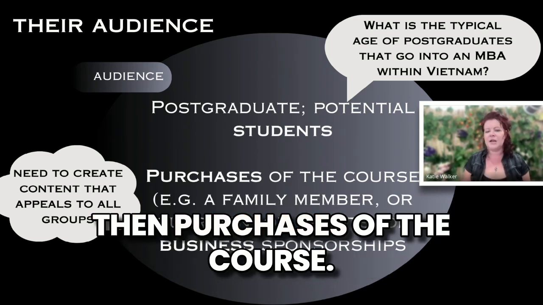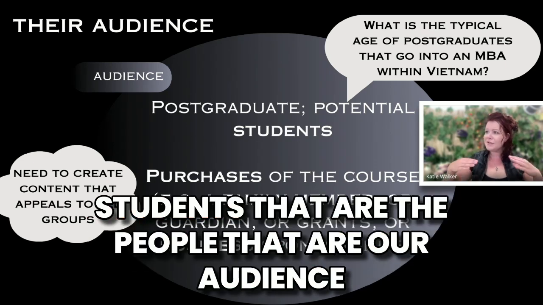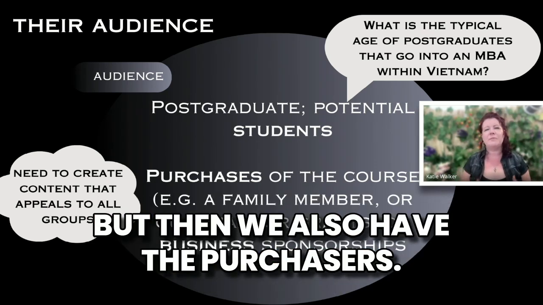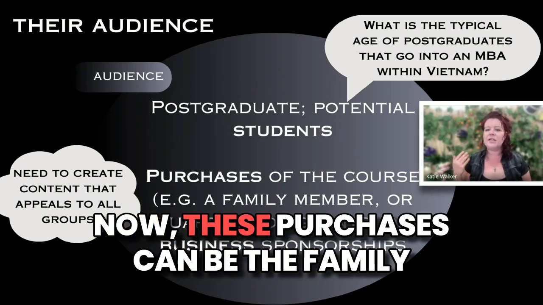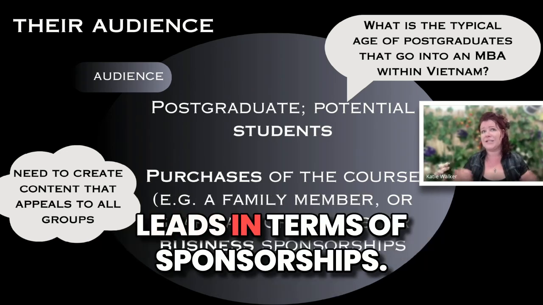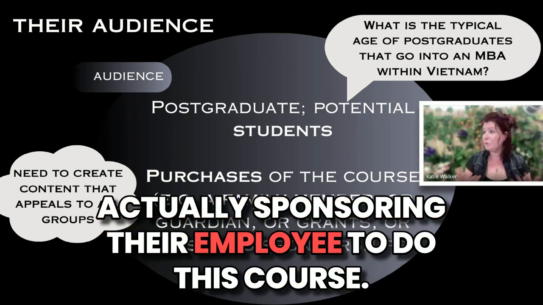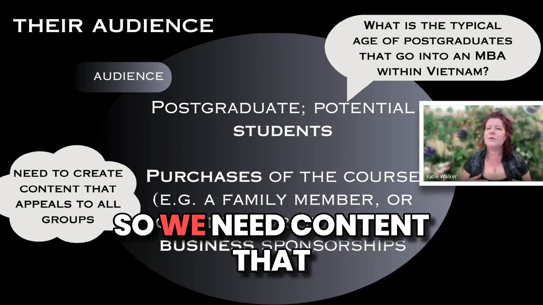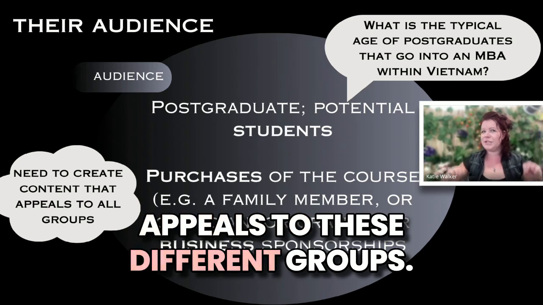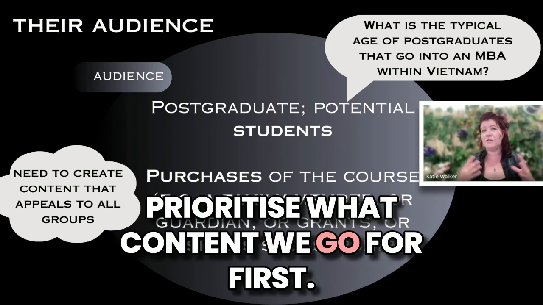Then purchasers of the course. We already know that the students are the people in our audience that are going to go to the course, but then we also have the purchasers. These purchasers can be the family members, the guardians, or even business leads in terms of sponsorships. You never know, it might be a company sponsoring their employee to do this course. So we need content that appeals to these different groups.